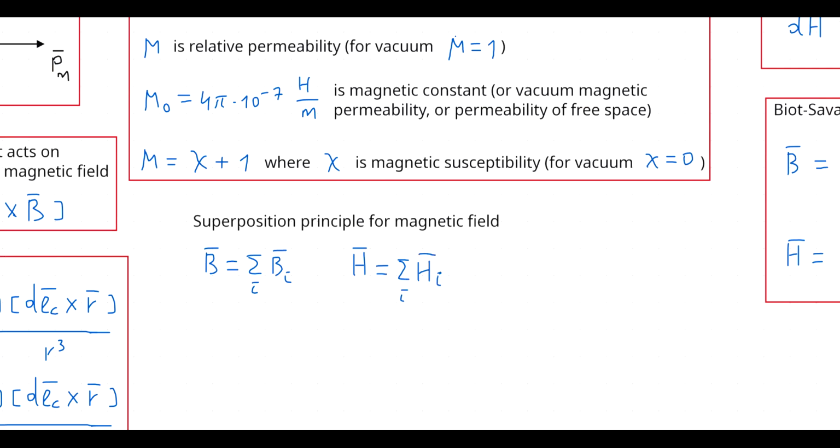And this superposition principle and the Biot-Savart law are enough to define the magnetic field of any system of conductors. So to define the magnetic field for any system of conductors, we should know the Biot-Savart law and the superposition principle for the magnetic field.